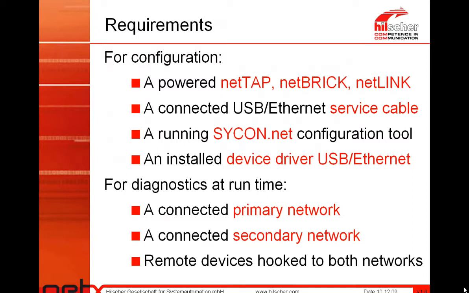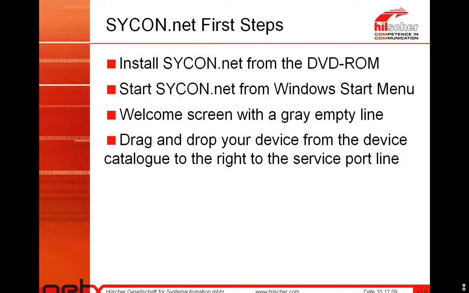Here are the basic needs. You need a powered NetApp NetBrick or NetLink device, a connected USB service cable, a running Cyclone.net configuration tool, and an installed device driver. First you have to install the Cyclone.net configuration tool. Once done, you can start it from the Windows Start menu.